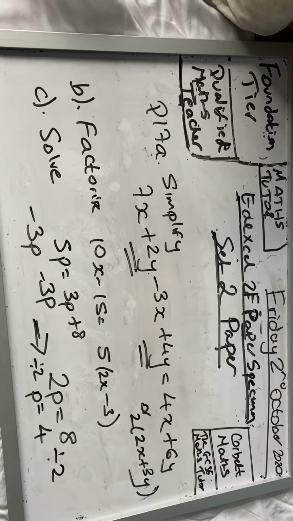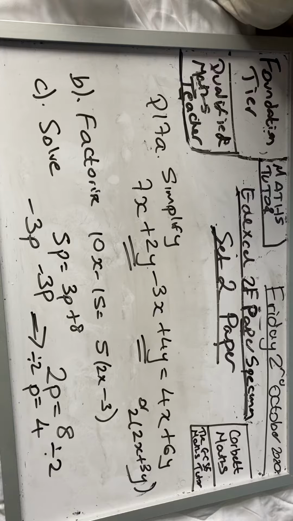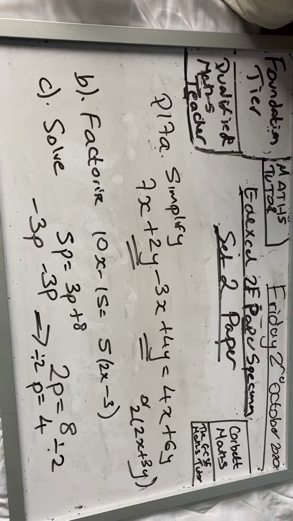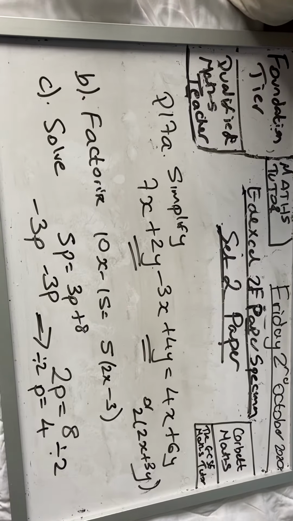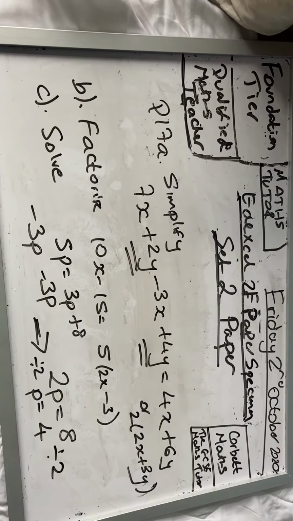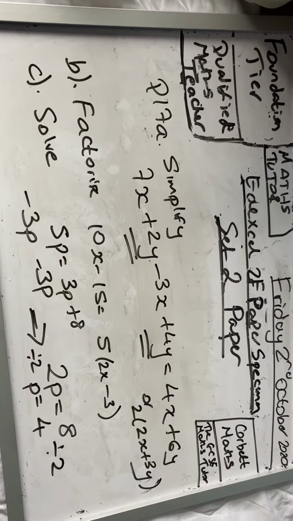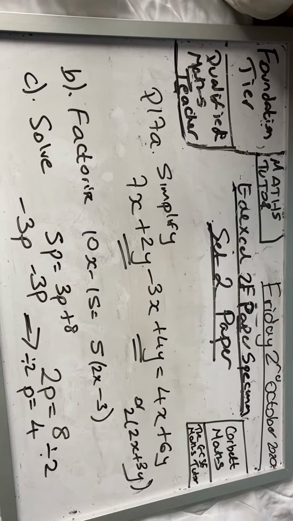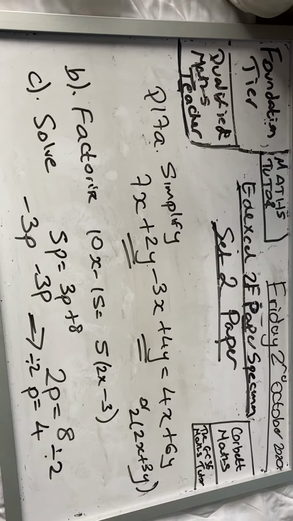Right guys, this is question number 17. 17a says simplify 7x plus 2y minus 3x plus 4y. So I collect like terms here. 7x minus 3x is 4x. 2y plus 4y is equal to 6y. So my answer is 4x plus 6y, or 6y plus 4x, or 2 brackets 2x plus 3y.